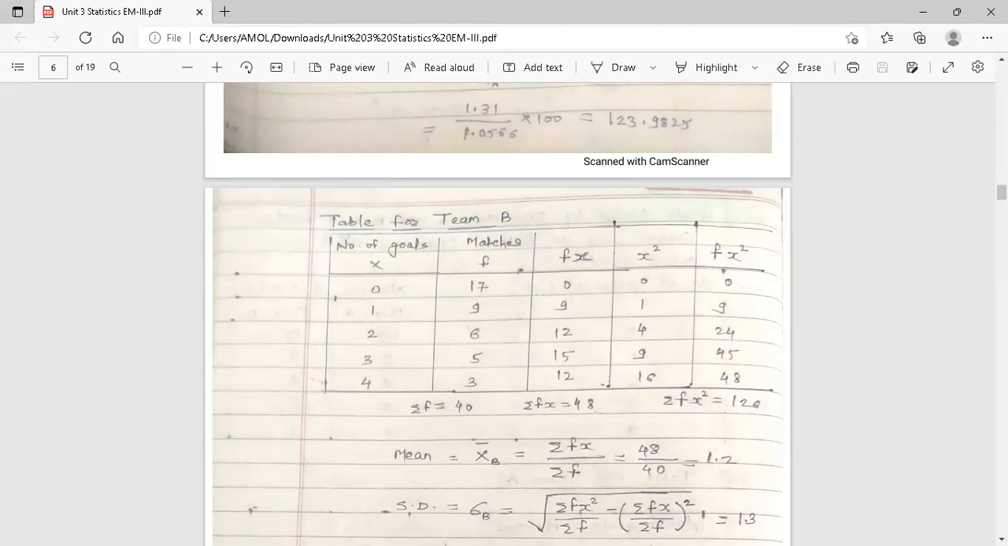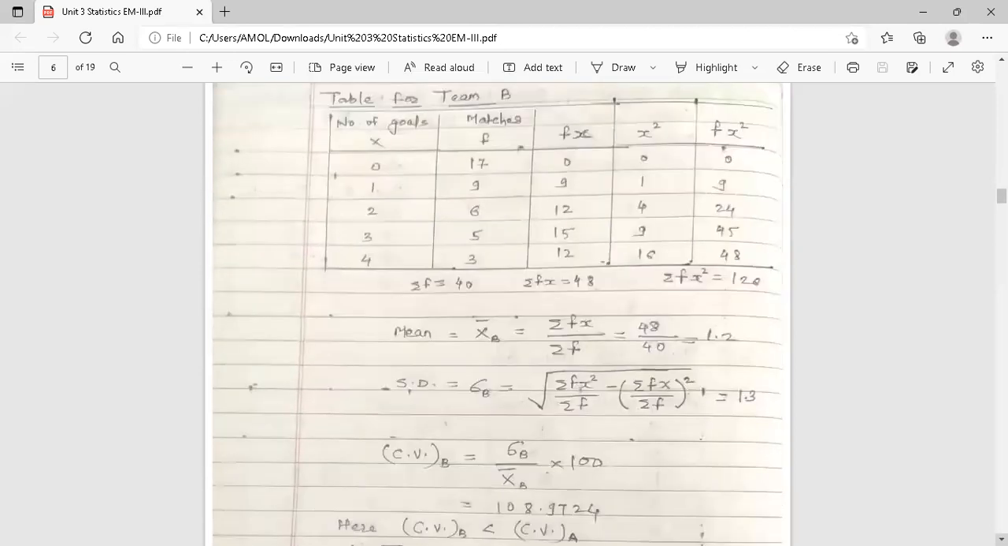Now you calculate the arithmetic mean for team B, and the notation is X bar B, B for team B. X bar B is equal to summation FX upon summation F. Summation FX is 48 and summation F is 40. So you put here the values and calculate 48 upon 40. It is equal to 1.2. So the arithmetic mean for team B is 1.2.